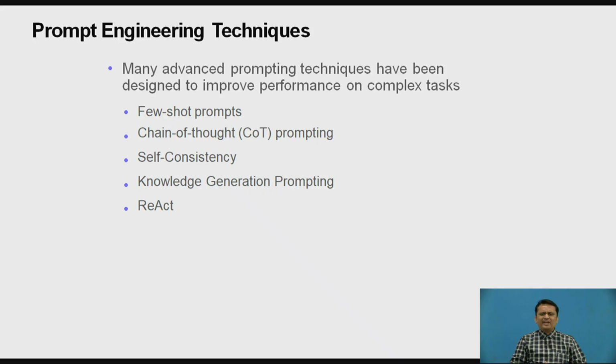So many advanced techniques are designed with the aim that you get improved performance, improved results, effective and efficient performance from the LLM model for different complex tasks. Here is the list of different prompt engineering techniques. It starts with a technique called few shot prompts. Then there is the chain of thought prompting approach. Self consistency is one more approach, and then knowledge generation prompting, and at the end ReAct. So these are the different prompt engineering techniques we will try to explore today.